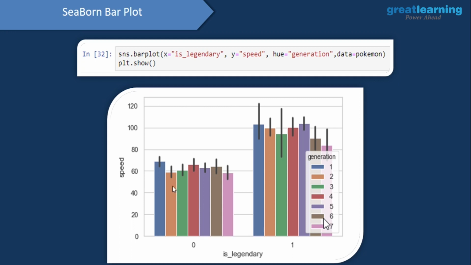So for those Pokemons which are not legendary, I'll have these 7 bars indicating to which generation the Pokemon belongs. Similarly, for all of the Pokemons which are legendary, I'll have these bars indicating to which generation the Pokemon again belongs. And again on the y-axis, since we have mapped speed, we have the speed values corresponding to whether the Pokemon is legendary or not legendary.